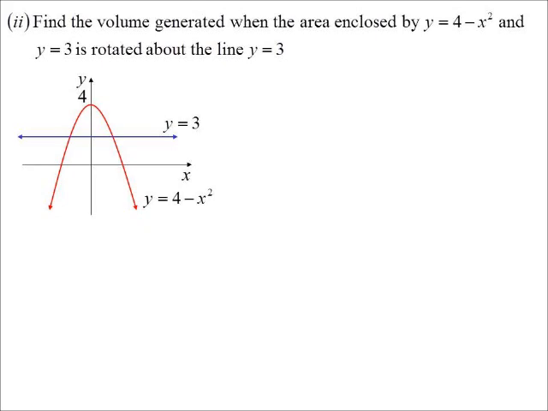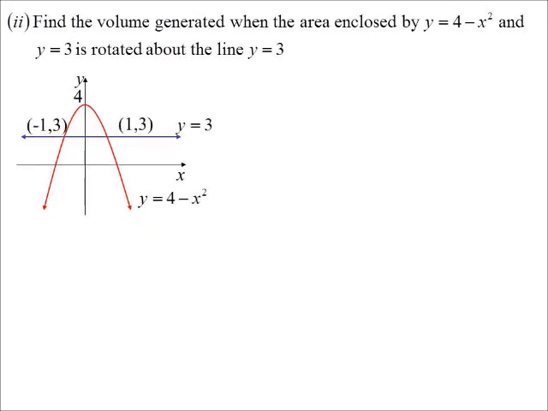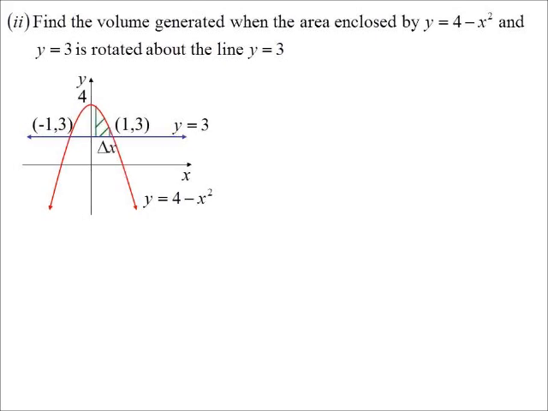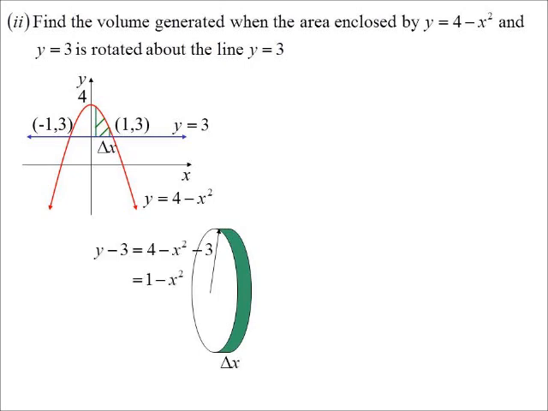So if I draw my slice, before I draw my slice, of course, I'll have to find the points of intersection. I'll need to know those points. But there's my slice, and I'm rotating around. I still get a disc, but now my radius is not the y value, it'll be y minus 3. So y minus 3, I want it in terms of x, so it'll be 1 minus x squared.